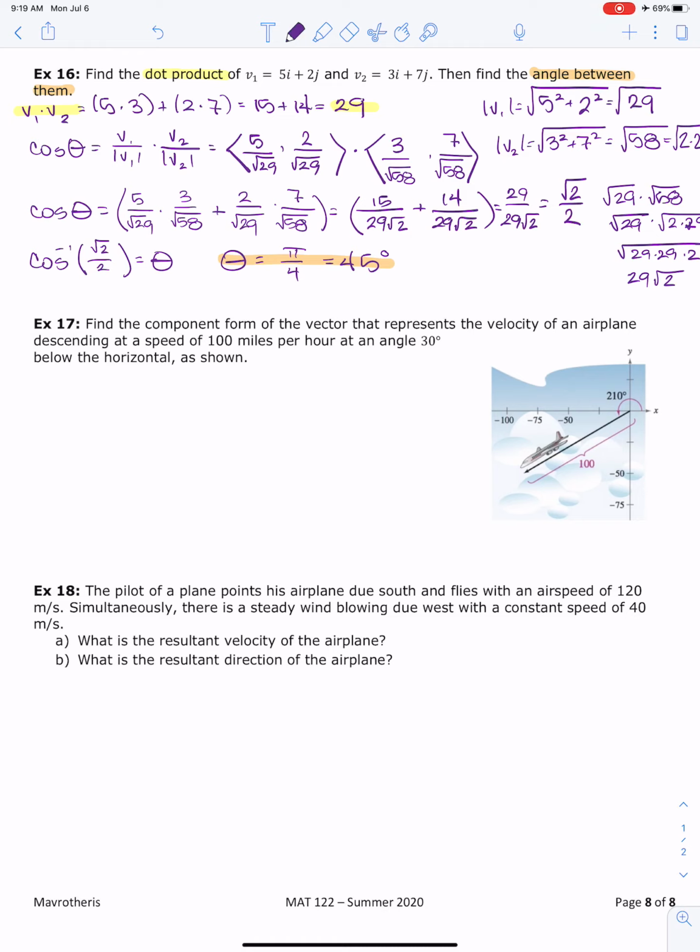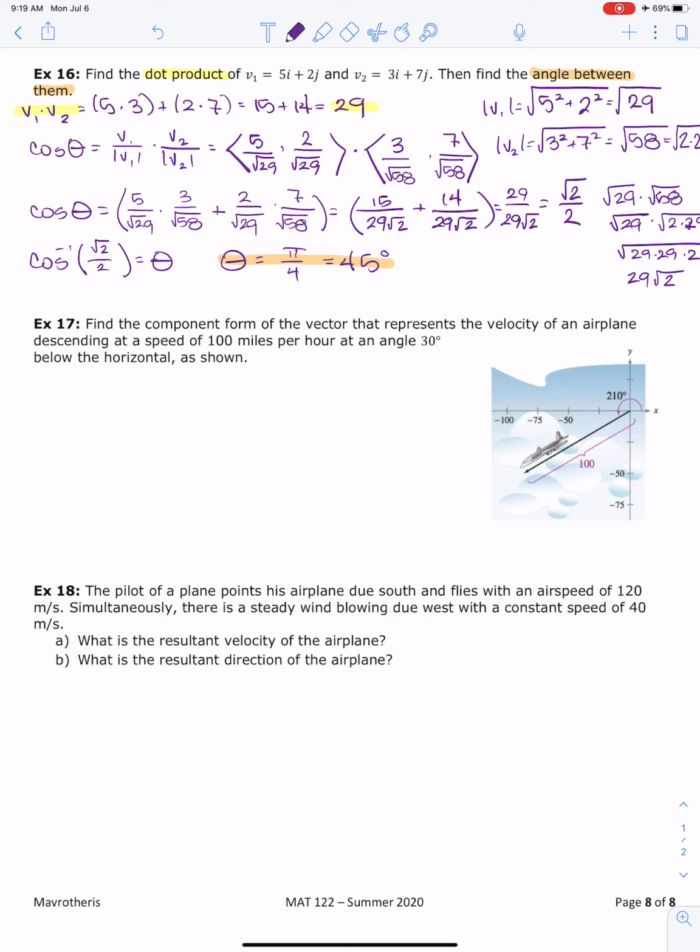So like, what the heck? Lots of stuff going on here. The picture's drawn here for you. Here's our airplane. Notice the magnitude of the vector labeled as 100. You guys, that's 100 miles per hour.